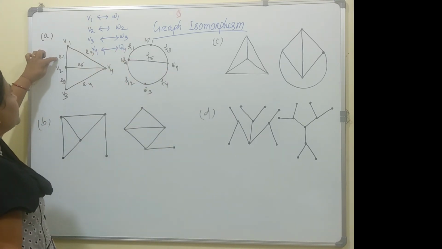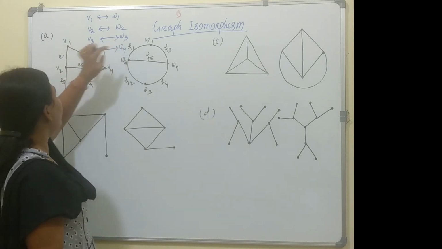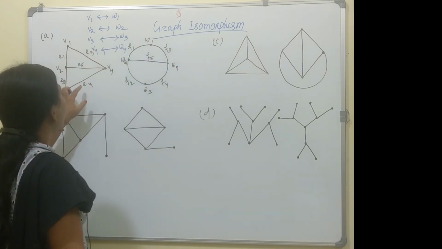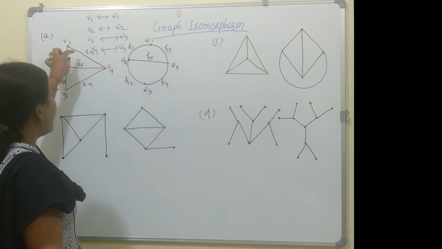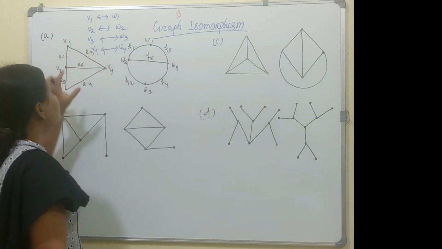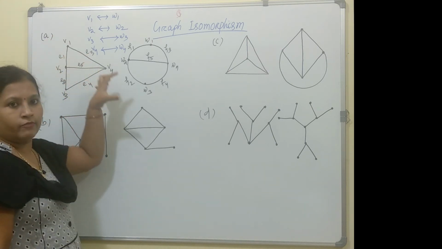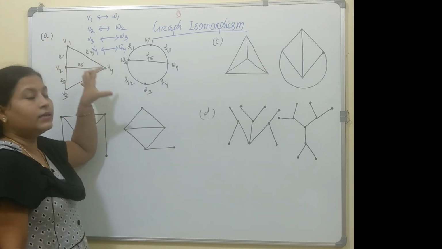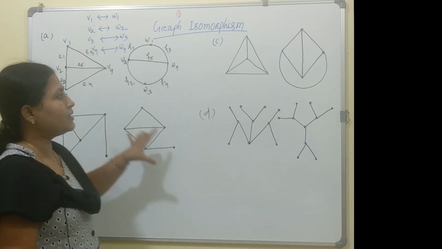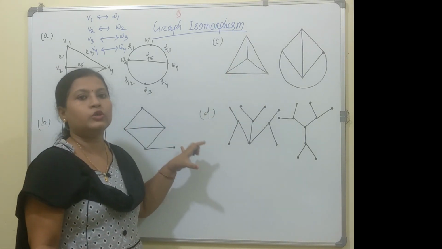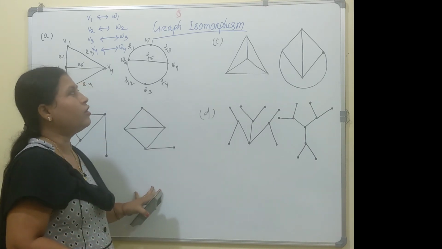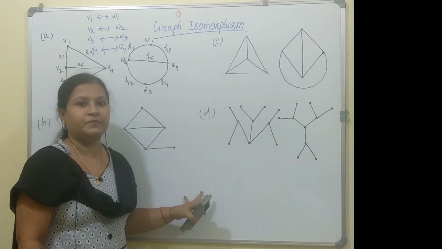Similarly, we can correspond edge E1 with F1, edge E2 with F2, edge E3 with F3, edge E4 with edge F4, and edge E5 with edge F5. So, from the correspondence of edges and vertices, we conclude that these two graphs are isomorphic graphs. Similarly, you can check these pairs are isomorphic graphs. So, you can check it and enjoy the isomorphism. Okay, thank you.